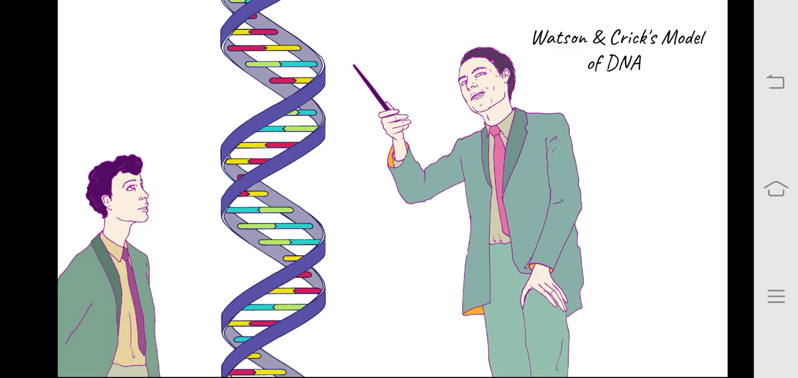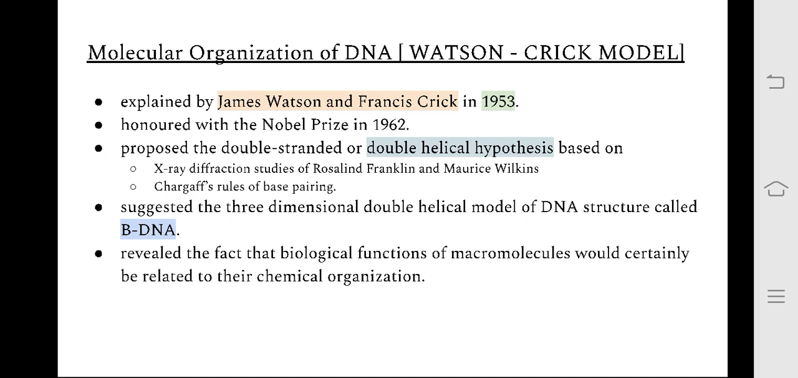And next topic is Watson and Crick model. So it is explained by James Watson and Francis Crick in 1953. They were honored with Nobel Prize in 1962. They proposed the double-stranded or double helical hypothesis, and it was based on X-ray diffraction studies of Rosalind Franklin and Maurice Wilkins and the Chargaff rules of base pairing. Watson and Crick suggested the three-dimensional double helical model of DNA structure called B-DNA. So B-DNA was their model.